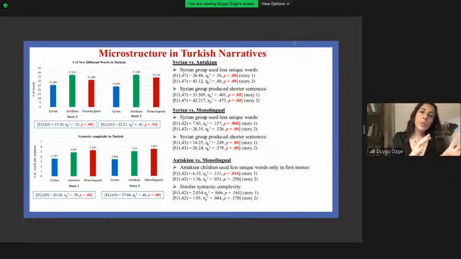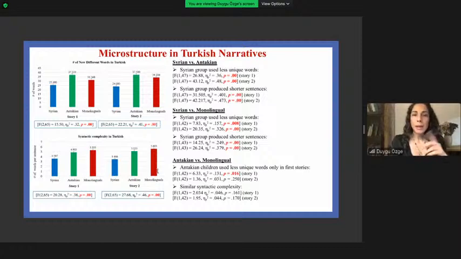And now let's compare the microstructure. In microstructure, we focused on syntactic complexity and the variety of the vocabulary they used. Looking at the graphs, we see that the Syrian group didn't have much variety in their Turkish narratives compared to the Antakyan group. They produced shorter sentences and fewer structures with less syntactic complexity. Okay, do I miss anything here? Let me check. When we compared Syrian children to monolinguals, we had exactly the same pattern.